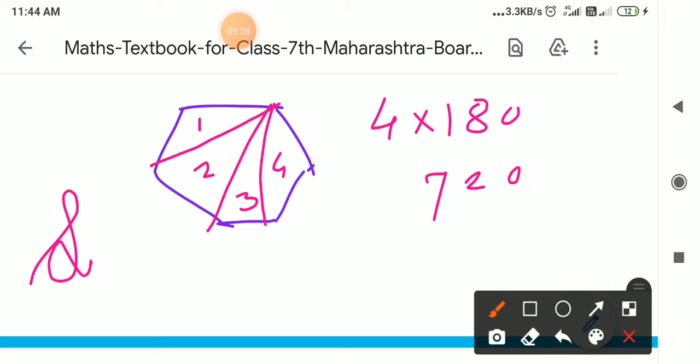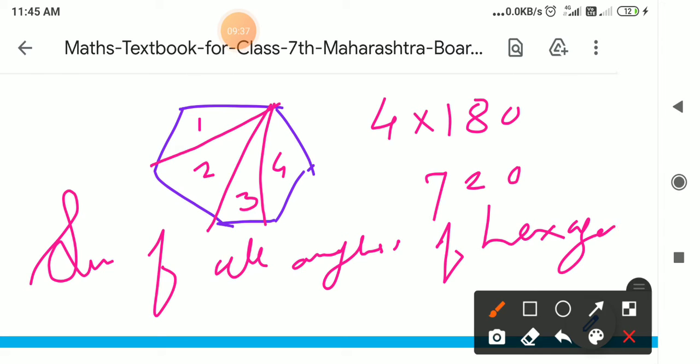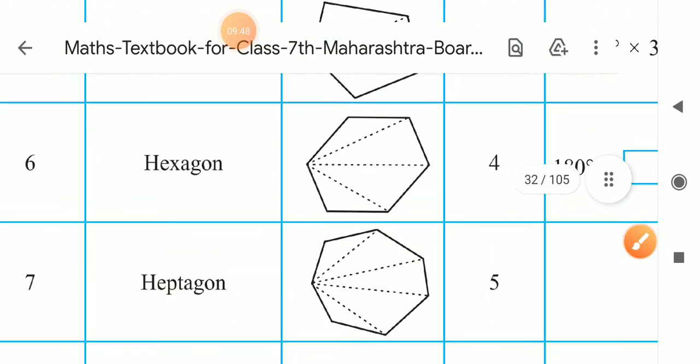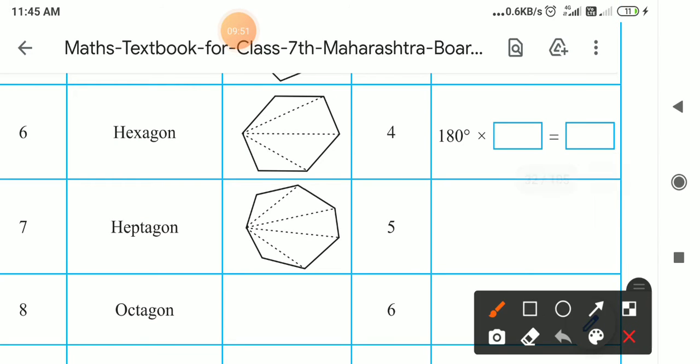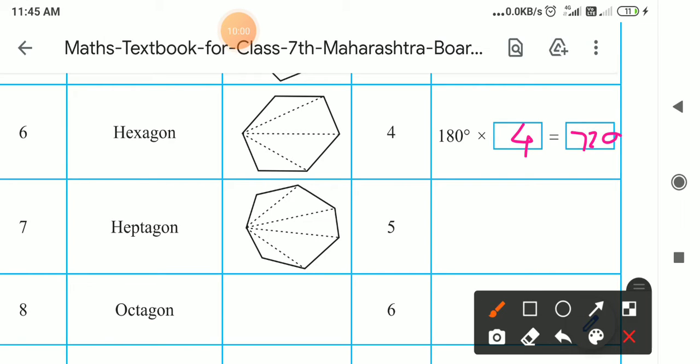So what we understand is, the sum of all angles of a hexagon is how much? 720 degrees. Understood all of you? So here we have to write 720 degrees. How many triangles are there? 4. And as I told you, 4 times 8 is 32, 3 carry, 4 ones are 4 plus 3 is equal to 720. In this way, using the triangle property, we find the measures of different types of polygons that we studied.